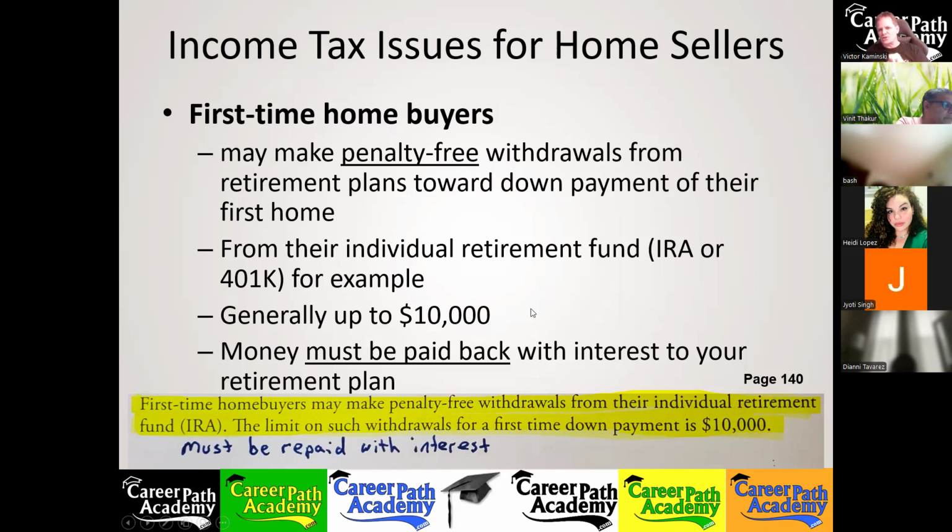But there's better ways to do it than this, you know, but either way, if you got a first-time home buyer, they're looking to purchase a home and they need money for the down payment to buy the home. Normally, if you make early withdrawals from your retirement plans, you get killed in taxes and penalties for early withdrawal from your retirement plan.